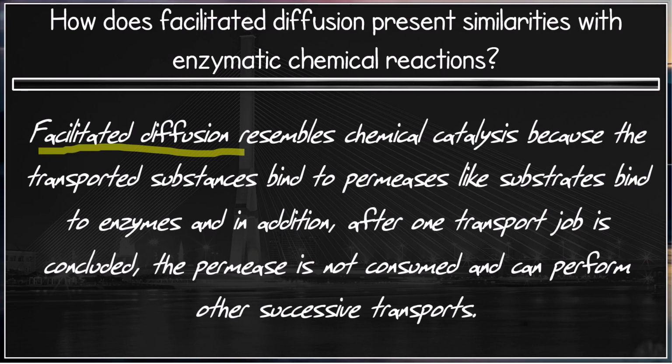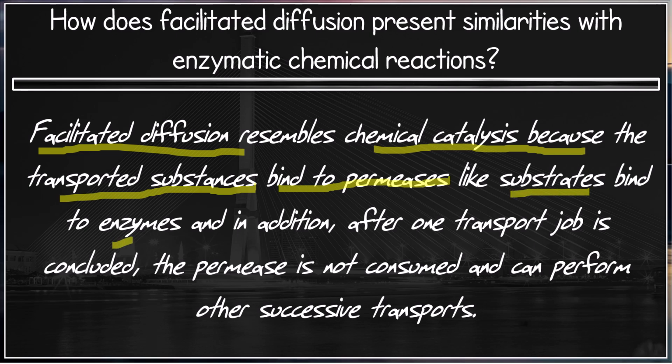Facilitated diffusion resembles chemical catalysis because the transported substance binds to permeases like substrates bind to enzymes. In addition, after one transport job is concluded, the permease is not consumed and can perform other successive transports.